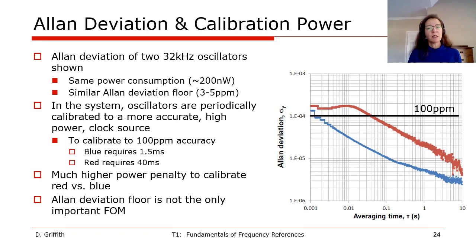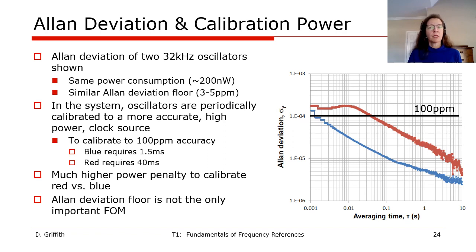Now let's look at an example of why Allan deviation of a frequency reference is really important. In the plot to the right, the measured Allan deviation of two integrated 32 kilohertz oscillators are shown. Both the red and the blue curves are from oscillators that have the same power consumption, around 200 nanowatts, and both have similar minimum Allan deviation values of around 3 to 5 parts per million, which is what you can see all the way to the right of the plot here.